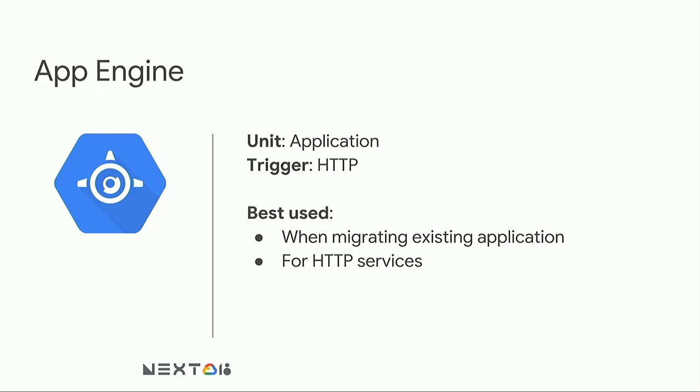But as we will see, you are still, in App Engine, able to structure your code. And that, we believe, is important. So the unit is the application, the trigger is HTTP, and it's best used for migrating, we believe, existing applications, and generally speaking, for HTTP services.